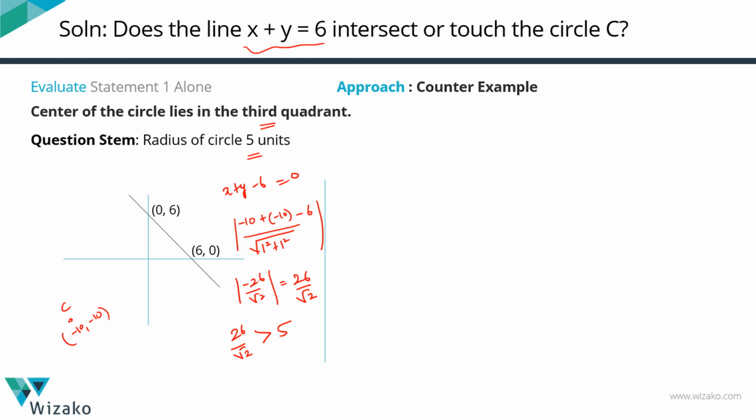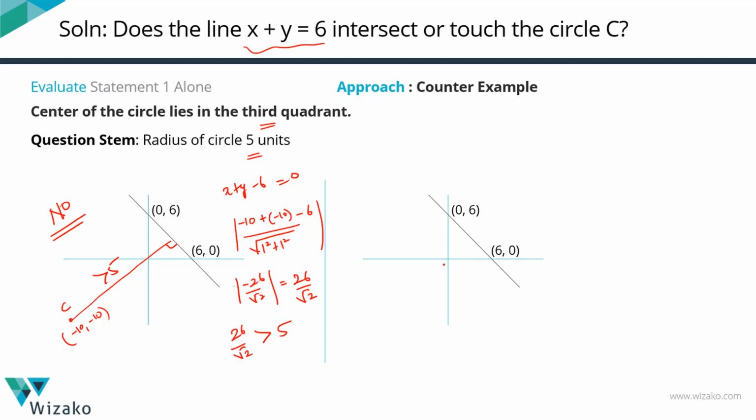So if the shortest distance, which is the perpendicular distance between the center of the circle and this line, is greater than 5, then no point on this line is lying inside the circle or on the circumference of the circle, which means that this line neither cuts through the circle or intersects the circle, nor does it touch the circle at any point. The answer to the question is a no. The counterexample: all that we know is that the center of the circle is in the third quadrant. We know the line passes here, which is not anywhere in the third quadrant.